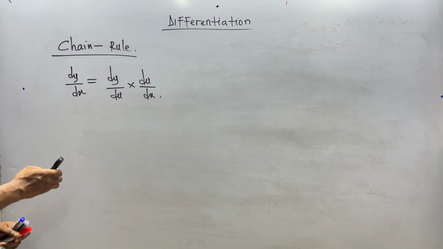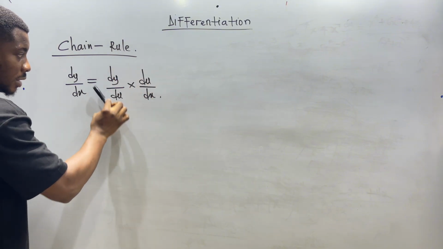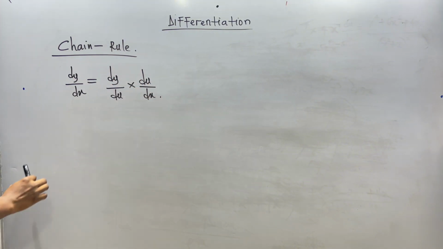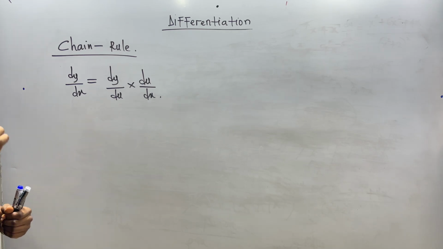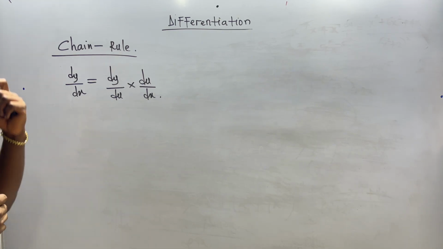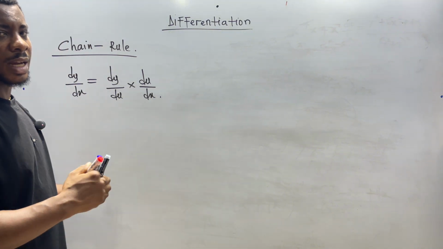Now, if you check very well, you can see that if we do a little mathematics here, this expression here is still the same as this. Now, when do I know that I have to apply chain rule? When a function is inside another function.